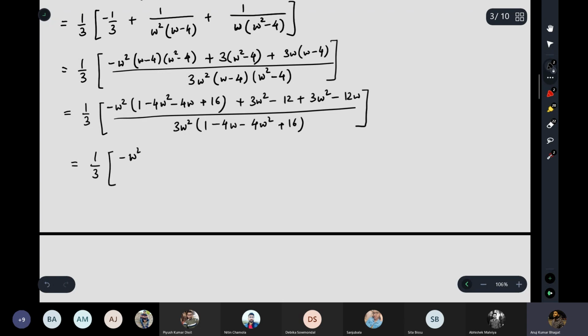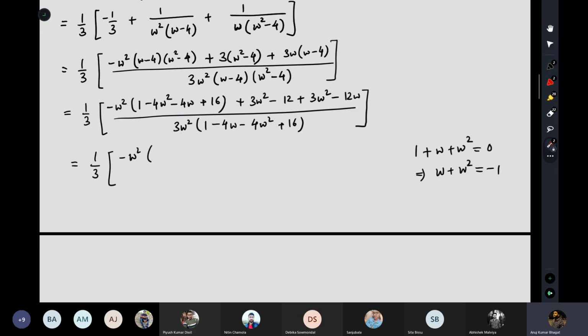Minus omega square. Remember 1 plus omega plus omega square is 0. So from here, omega plus omega square is minus 1. So look at these two quantities. If I take minus 4 common from these 2, I'll get minus 4 into omega plus omega square. Omega plus omega square is minus 1. So minus 4 into minus 1 is 4. So 16 plus 4, 20. 20 plus 1 is 21. So this is minus 21 omega square. I'll write it directly. Minus 21 omega square.